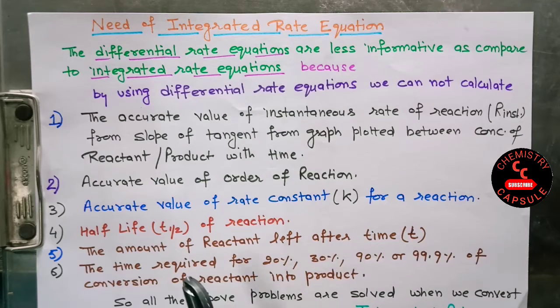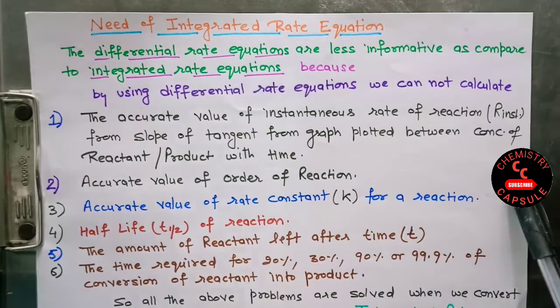And the fifth point is, we cannot calculate the amount of reactant left after time t. So by using differential rate equation, we are not able to calculate the amount of reactant left after time t, and the time may be 10 second, 20 second or 30 second or any time after the commencement of reaction.